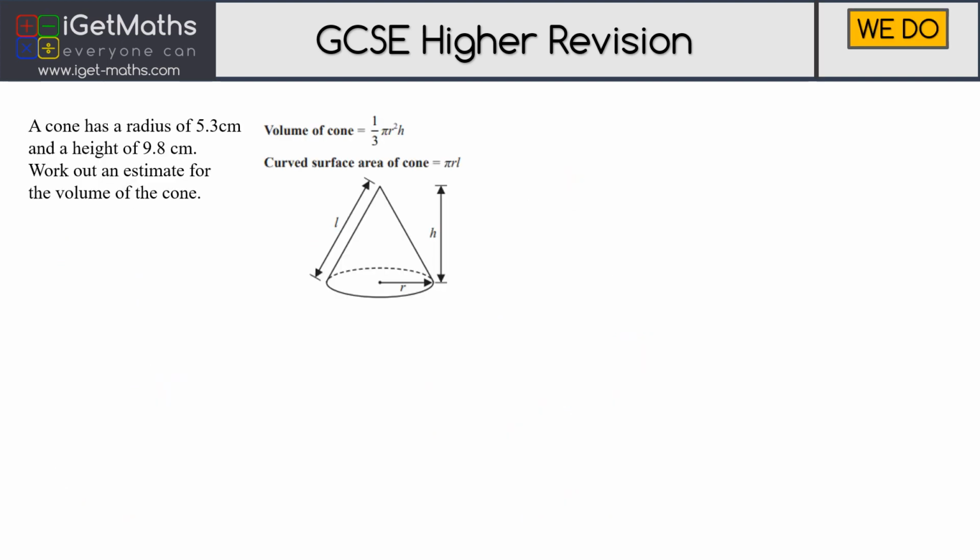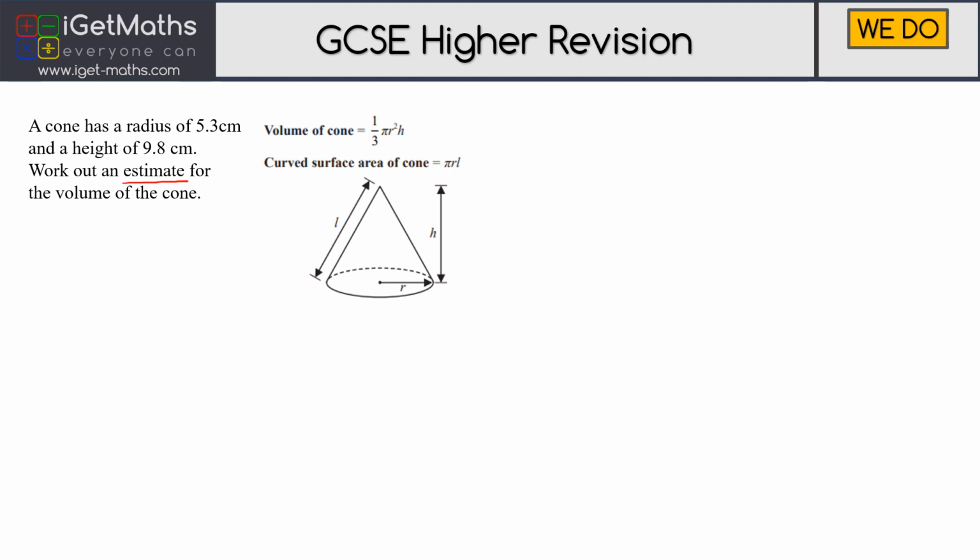Okay. A cone has a radius of 5.3 centimeters and a height of 9.8 centimeters. Work out an estimate for the volume of the cone. The important word here is estimate, meaning you are not going to use the exact numbers in the question. So we're going to use the volume of the cone. They've given us the formula, a third times pi times r squared times the height.